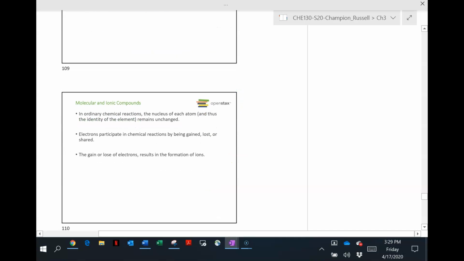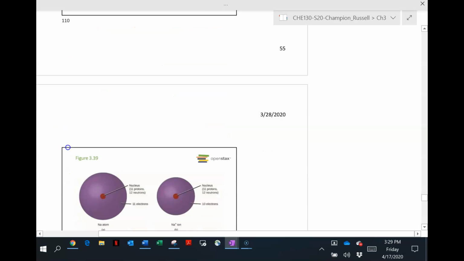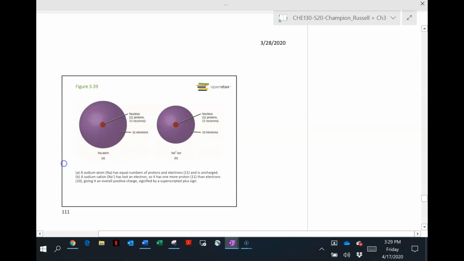When you're forming compounds, things react to form the compounds, and the thing that changes is not the nucleus but the electrons right here. So chemistry is all about the electrons. If they're gained or lost, that's going to be an ionic compound. If they're shared, that's going to be a covalent compound. Sometimes you can have both going on in an example. We'll see some of those.